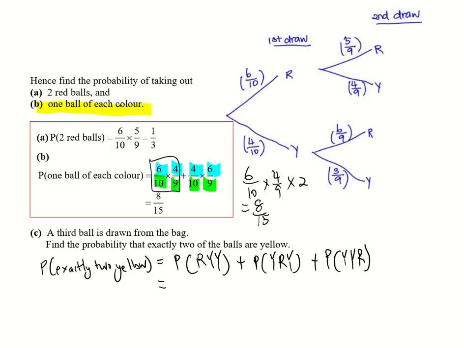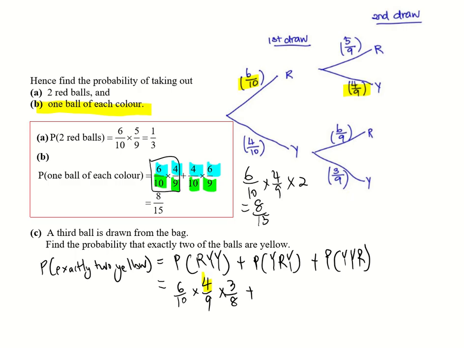If I have the red first, I have 6 over 10 times the yellow. I follow the tree diagram. So 6 over 10, then I want the yellow next, I have 4 over 9 times 4 over 9. And then I want one more yellow, so I have 4 yellow balls at first, I'm left with 3 yellow balls, and the number of balls is 8.